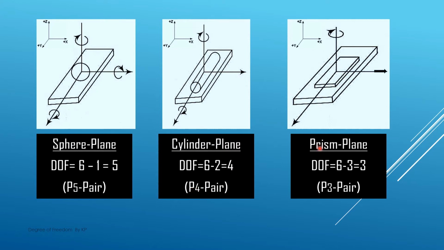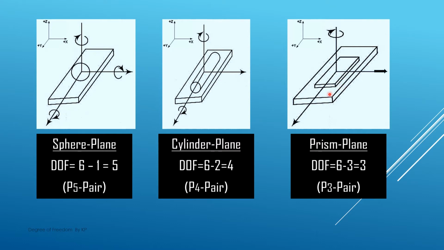In the third figure we have a prism on a plane. The prism is placed on a plane surface, with the x, y and z axis system. The prism can move along the x direction and along the y direction, but it cannot move along the z direction. So it has one translatory restriction along the z direction. For rotational motion, this body cannot rotate about the x-axis, cannot rotate about the y-axis, but it can rotate about the z-axis. So it has three restrictions in total.